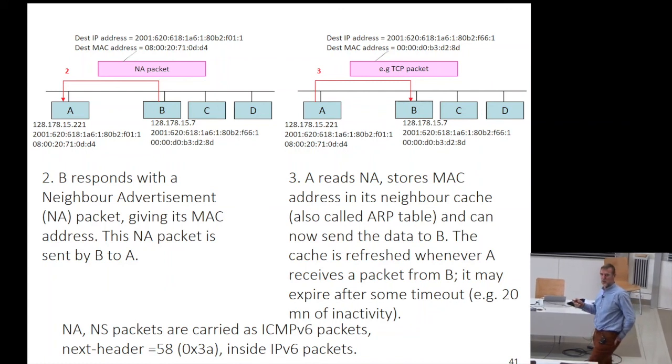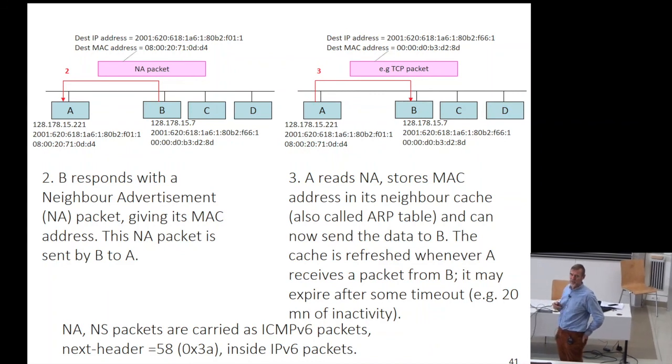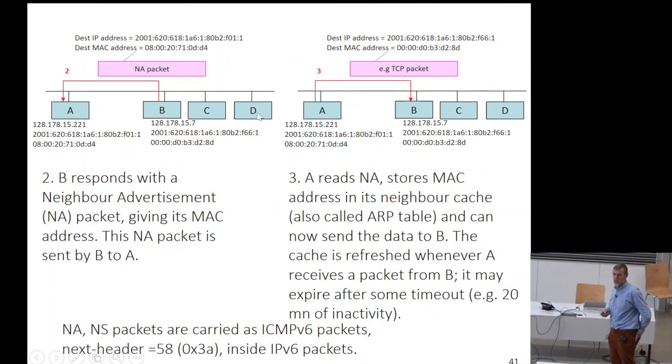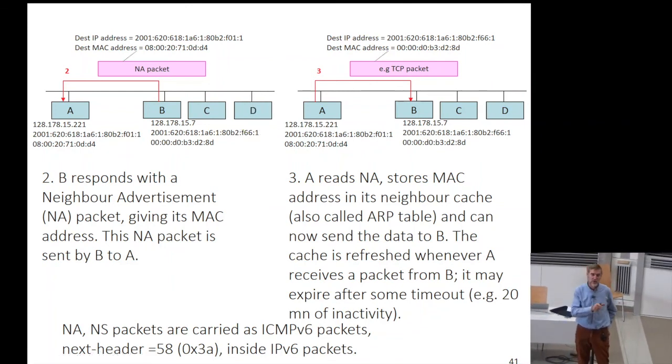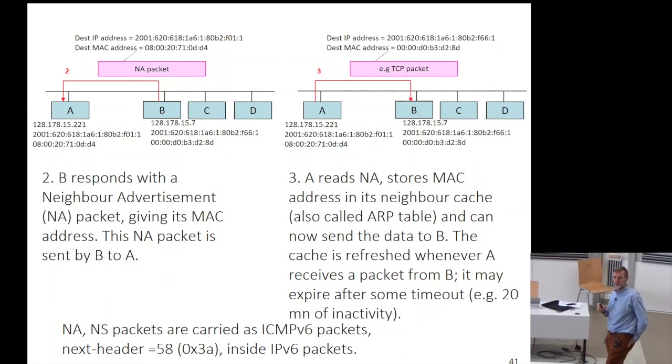A asks B, asks everyone who is a member of this multicast group, do you know what is the MAC address that corresponds to this IP address? In principle, only B will get it. It's not impossible that another machine, D, has the same final 24 bits. If that happens, D will also receive it. But then D will see, this is not my target IP address. The target IP address is in the payload of the message, in the neighbor solicitation. It is not in the destination address.